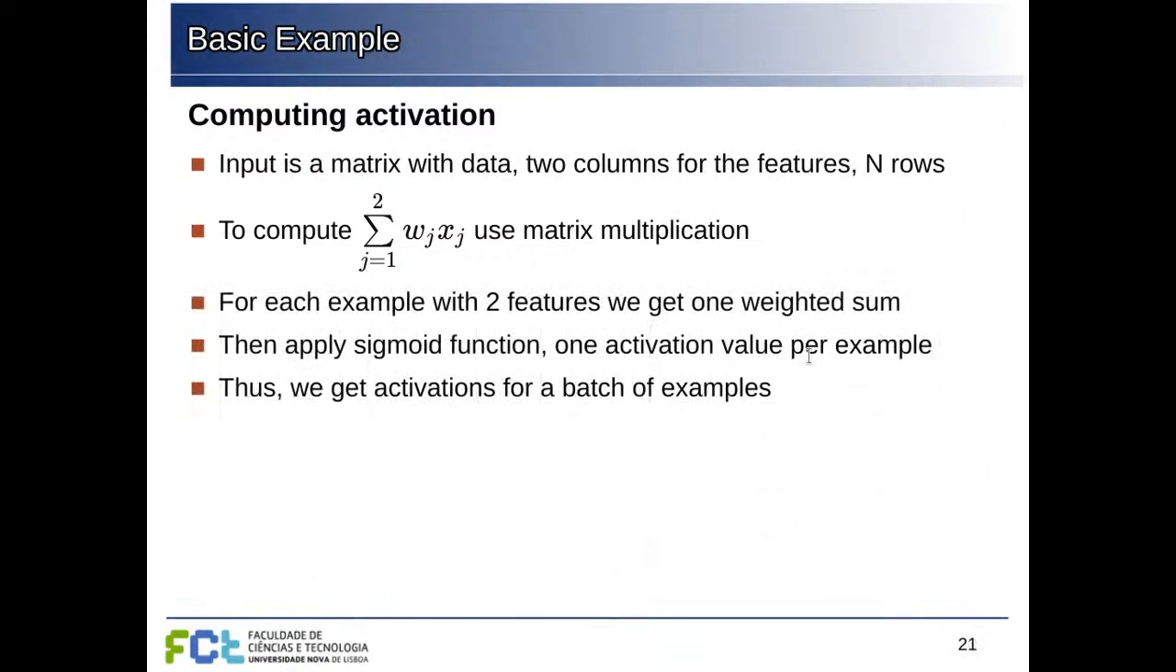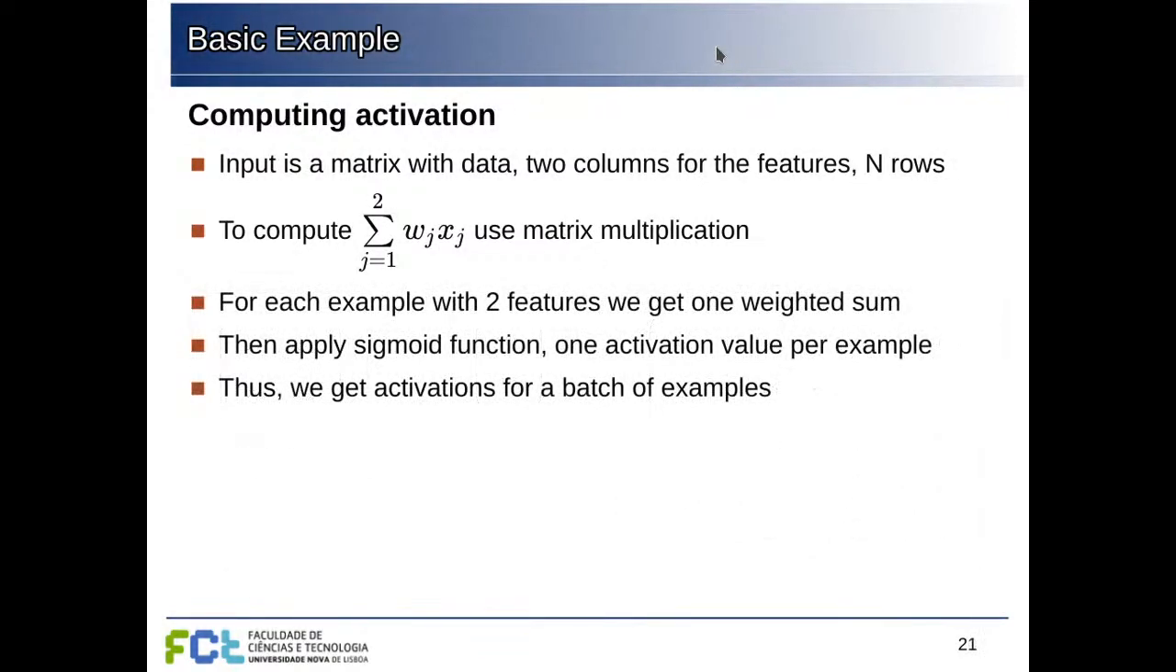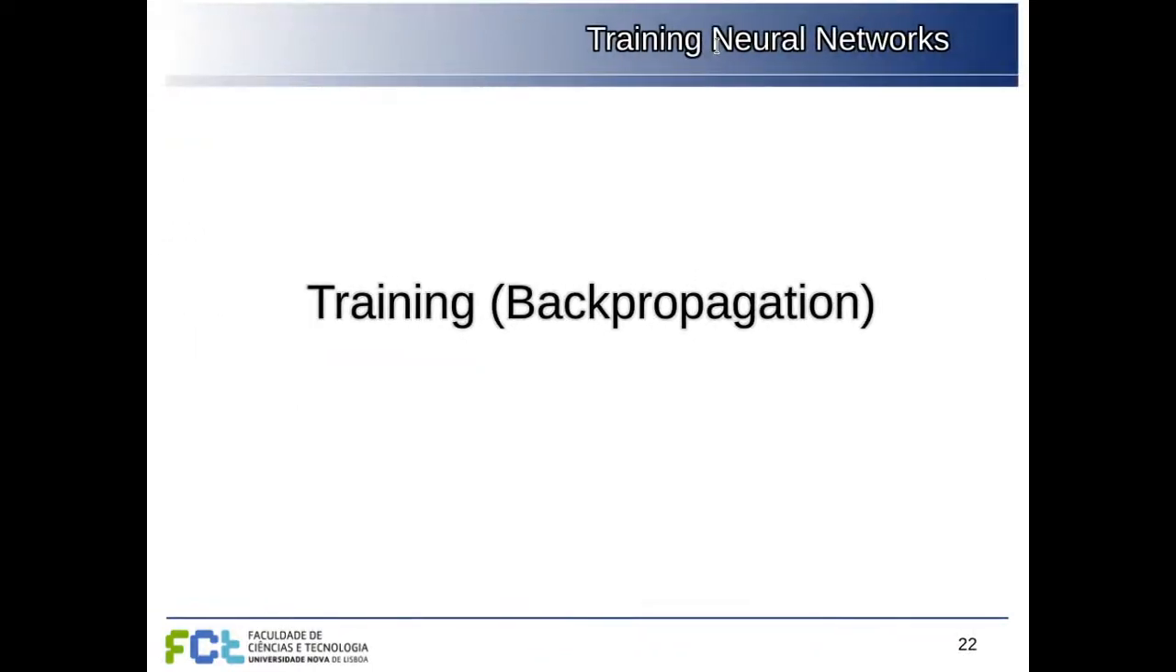Then we need to apply the sigmoid function. So if we apply the sigmoid function to this matrix here, since TensorFlow will do the broadcasting with this function too, it will return a matrix with the same number of values, but after applying that sigmoid activation function. So this way we get the activations for all the batch of examples that we presented to the network.